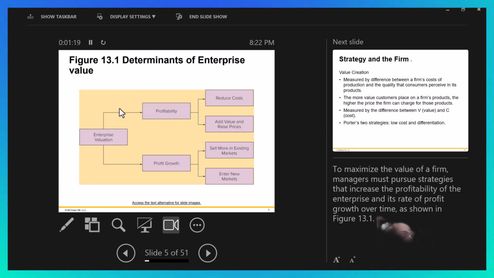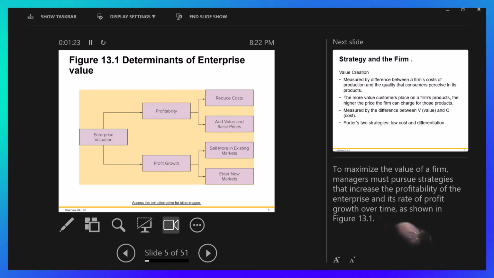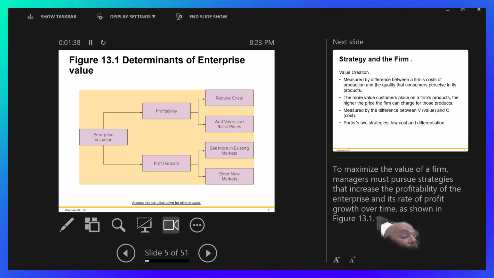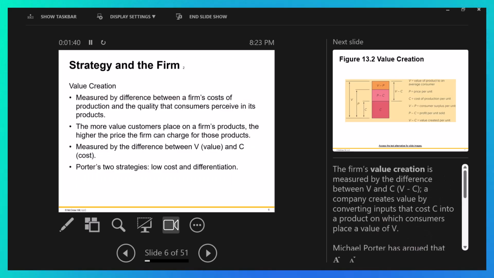What are the determinants of enterprise value? Here's enterprise valuation, and then you have profitability and then profitability growth. Profitability is how you can reduce your costs and how you can add value and raise prices. Profit growth is sell more in existing markets and then enter new markets.